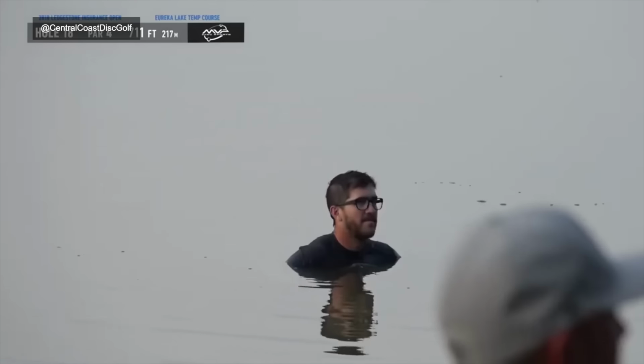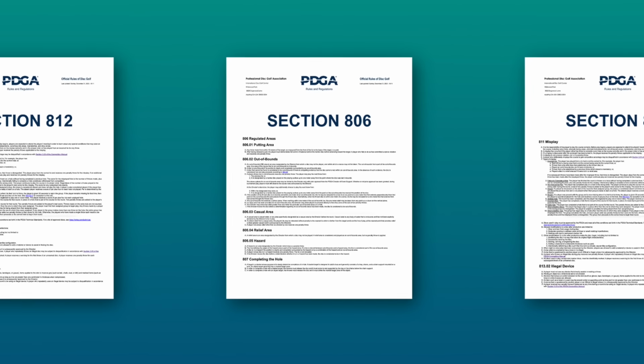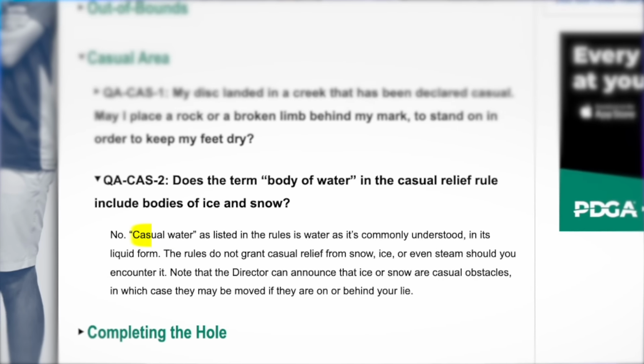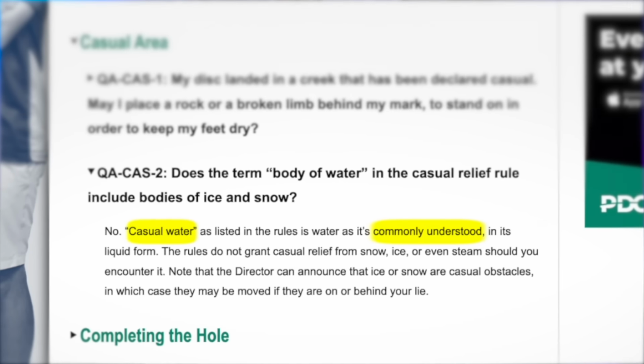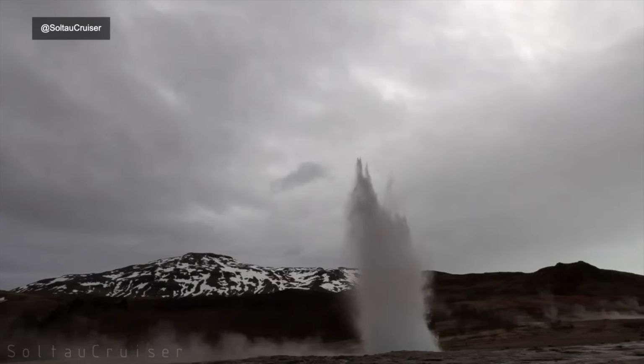Let's talk about water. There are a lot of misunderstandings about how you treat water on the course. At some tournaments, they allow you to take relief from casual obstacles. The most common situation is casual water. You can avoid standing in it by taking relief backwards along the line of play. So, do you get relief from this water? What about this water? Actually, no. The PDGA explicitly says casual water as it's commonly understood in its liquid form. The rules do not grant casual relief from snow, ice, or even steam if you should encounter it.